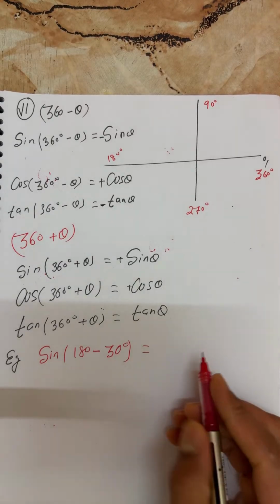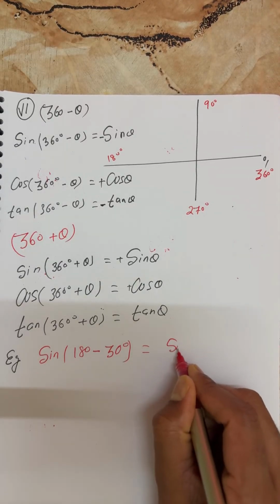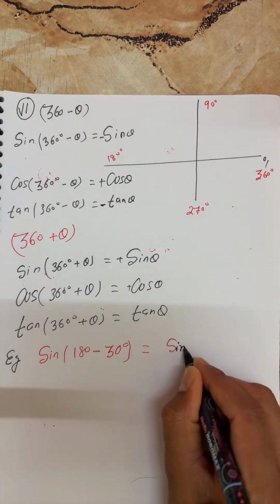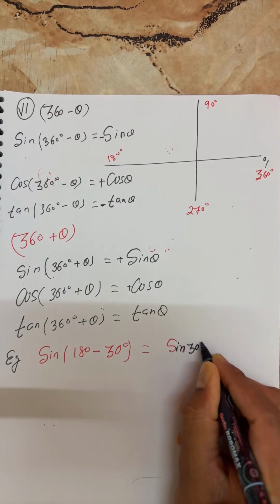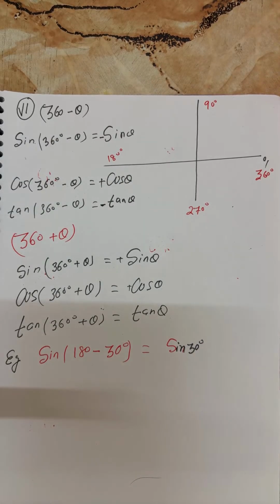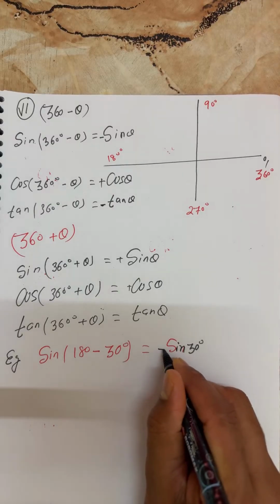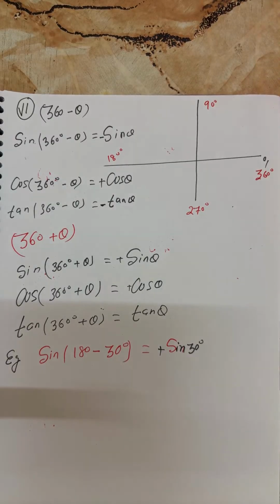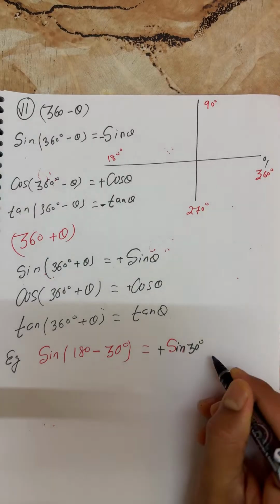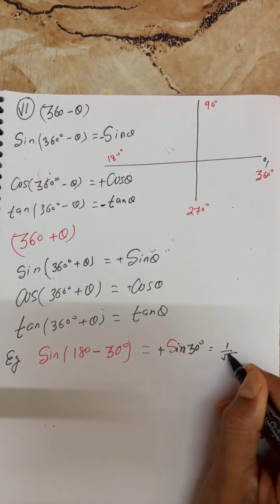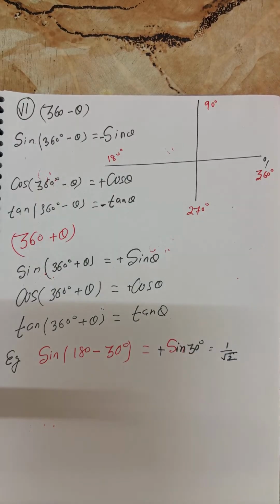Sir, first we are pretty sure it will come sine. And theta is what? 30. This is a better first click for the questions. Now, plus or minus sine 30? Because 180 minus theta, you are in the second quadrant. Their sign is what? Positive. So what can you say? Sine 30 degree, which equals 1 by root 2.